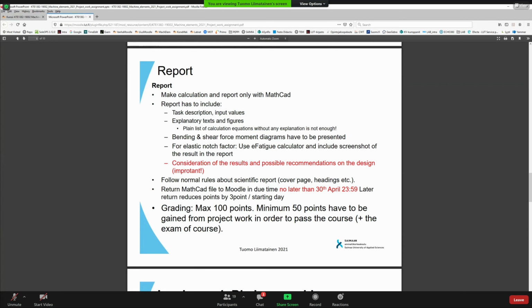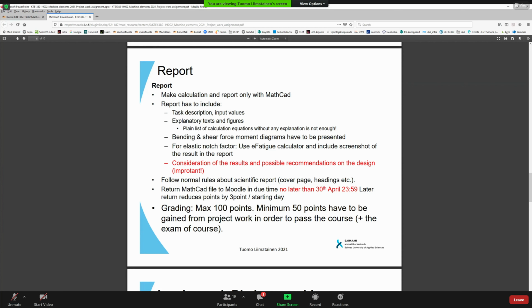You need to present bending and shear force diagrams. And for the elastic notch factor definition, I want you to use the eFatigue calculator that was shown from the web page, and include the screenshots of these results in the report.